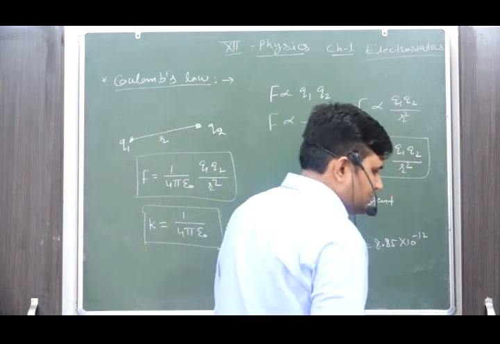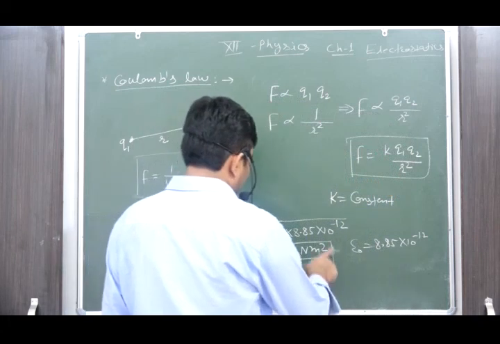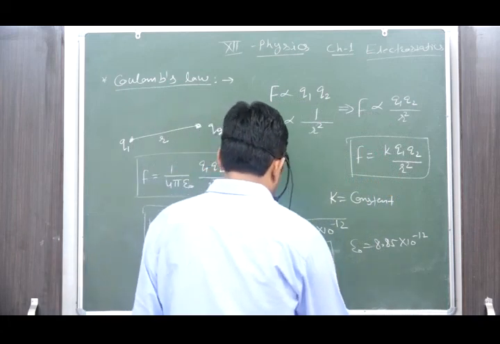Okay, next we move on to how we can calculate the unit Newton meter square per coulomb square.